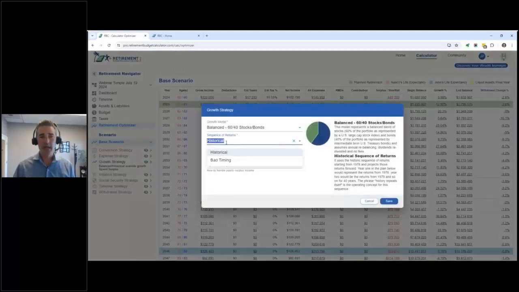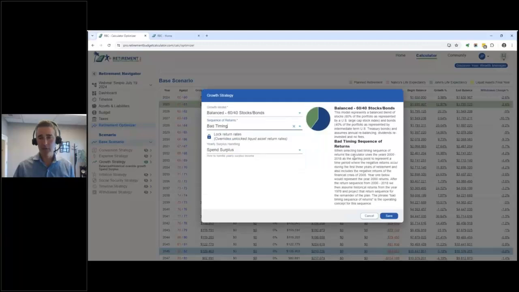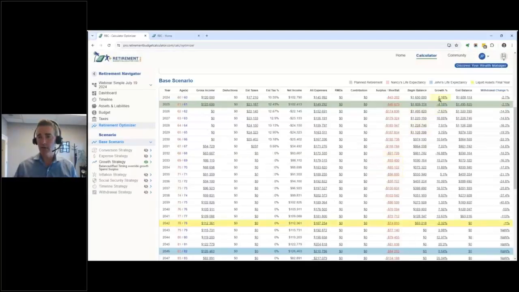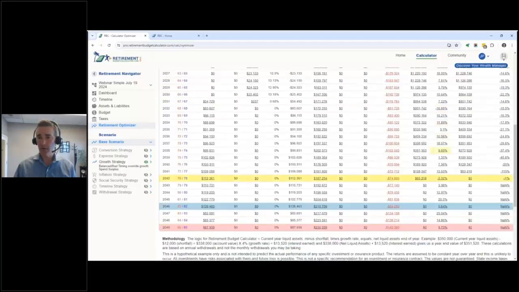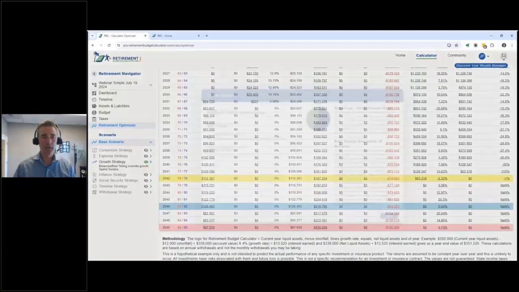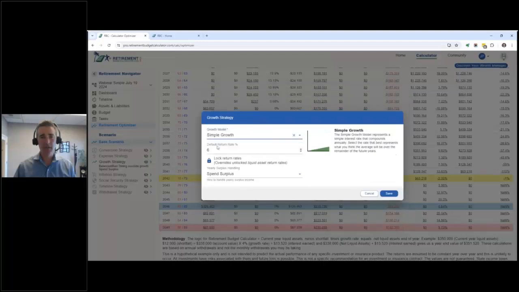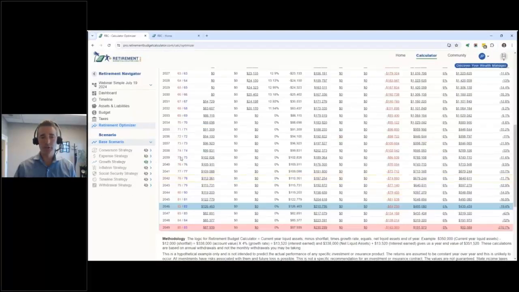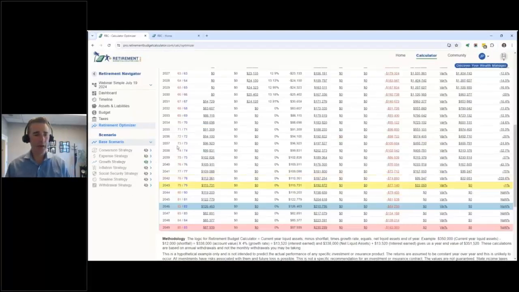If we had a bad timing sequence of returns where you retire in the year 2000, so you experience the financial crisis and the dot-com bubble, and then we project that from right at the beginning of retirement, how would that look? And of course, with a bad timing sequence of returns, you run out of money at age 78. So we give you the ability to test this a couple of different ways. Again, I think a really good starting place for most people is just assume a 4% growth rate to start with and see how your numbers look that way.